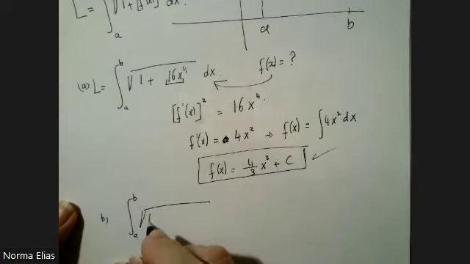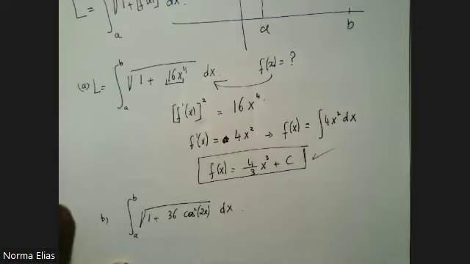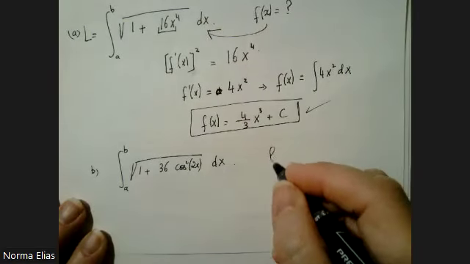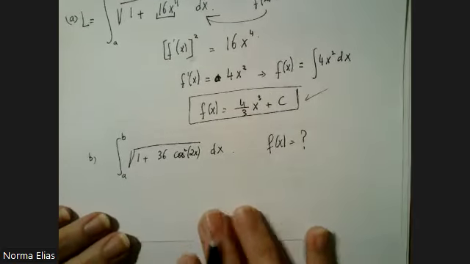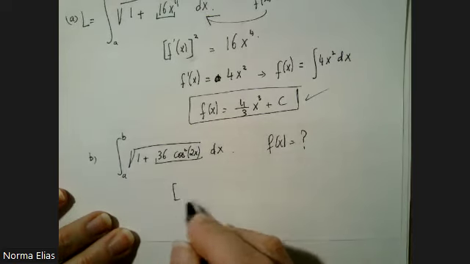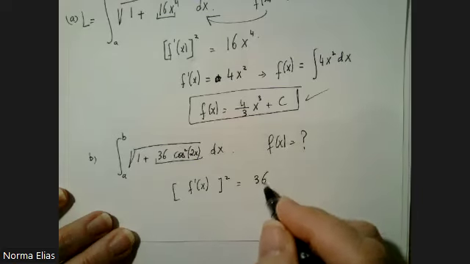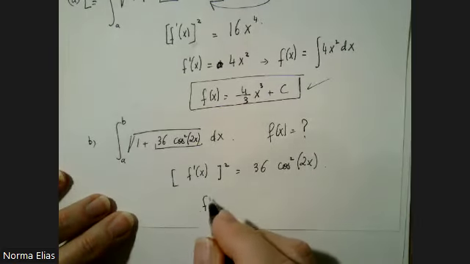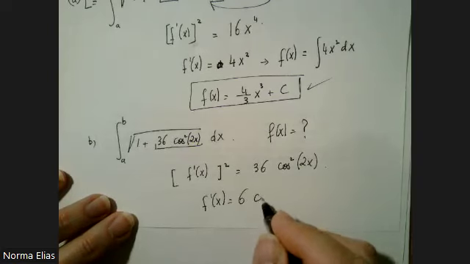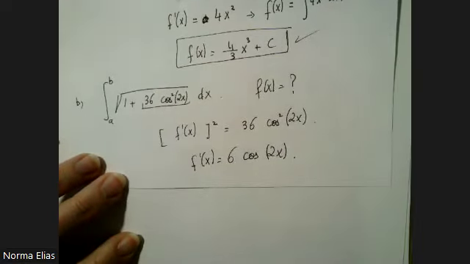It's 1 plus 36 cosine squared of 2x. And the question is the same. What is f? We can think backward again. This piece is the derivative squared. It means f prime is 6 cosine of 2x. That's the derivative. So what is the function f?